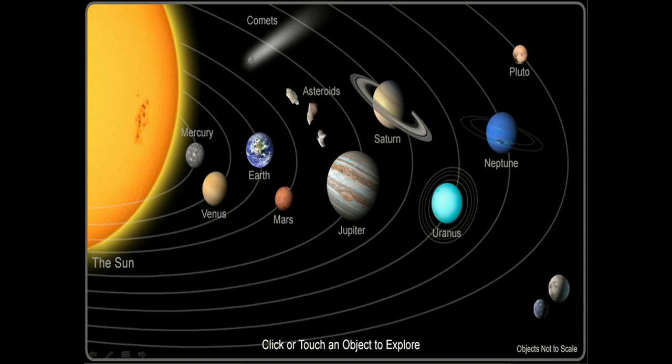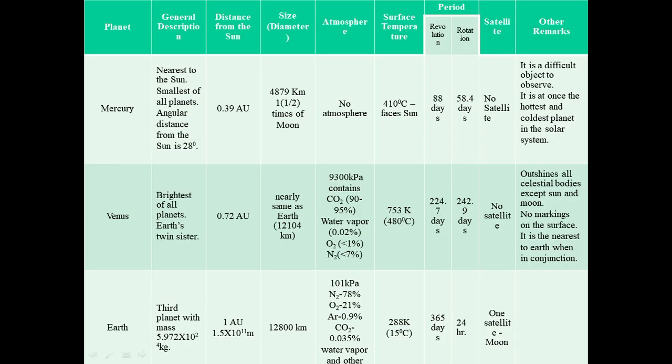Now in this lecture we will discuss the general comparative studies of the different 8 planets. So the first planet is Mercury. It is the planet nearest to the sun. Its distance from the sun is 0.39 astronomical unit. One astronomical unit, which we have already defined as the distance between the Earth and sun, is 1.49 into 10 raised to 11 meters.